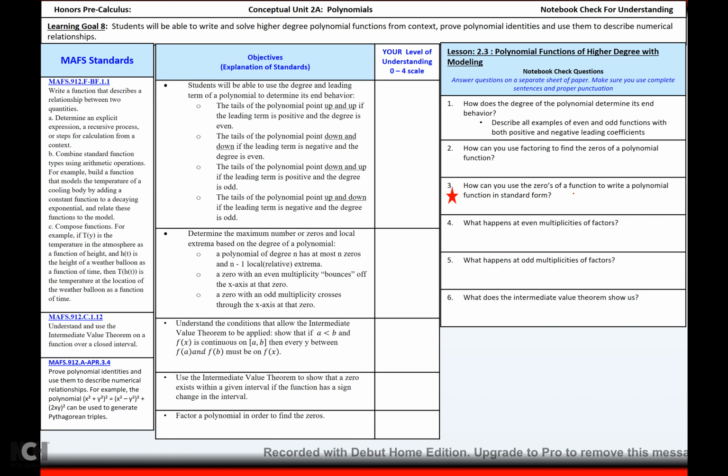Alright, so how can you use the zeros of a function to write a polynomial function in standard form? Well, you write your zeros as factors, multiply the factors together, and then you have your function.